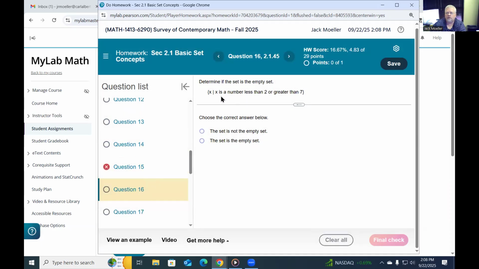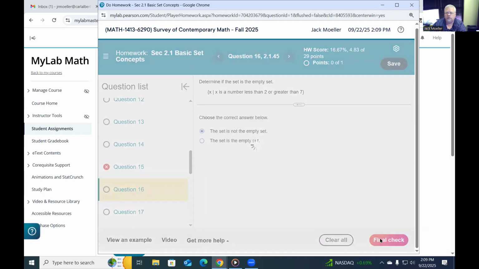Okay. Is this an empty set? X is a number less than 2 or greater than 7. So if that said and, there is no number that's less than 2 and greater than 7. But the or says it can either be less than 2 or it can be greater than 7. There's a lot of numbers that are less than 2. There are a lot of numbers that are greater than 7. The or says, I don't care. It doesn't have to belong to both. It just belongs to one. So that is not empty because there are numbers that are less than 2.